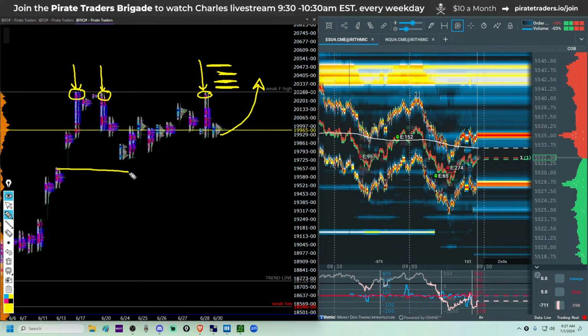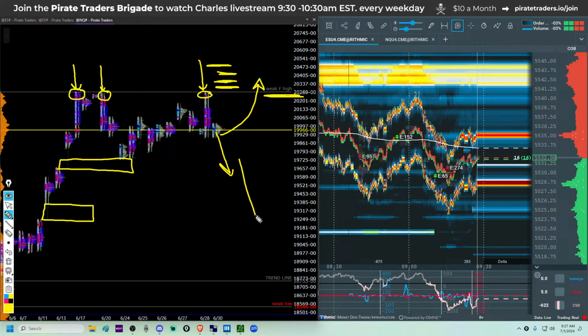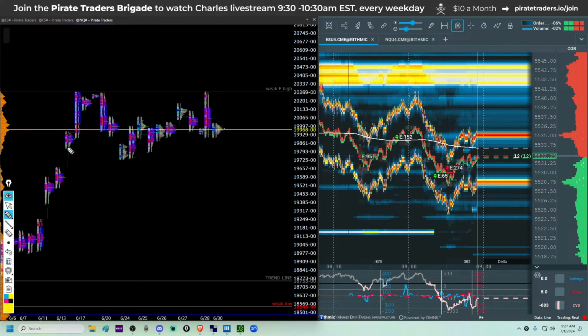But you know what else the NQ has? Multiple unfilled gaps below. So same as the ES, it has a reason to go up and make new all-time highs. It has a reason to go down and try to fill these gaps to the downside. And the only way we will know is how it ends up breaking out of this balance area.